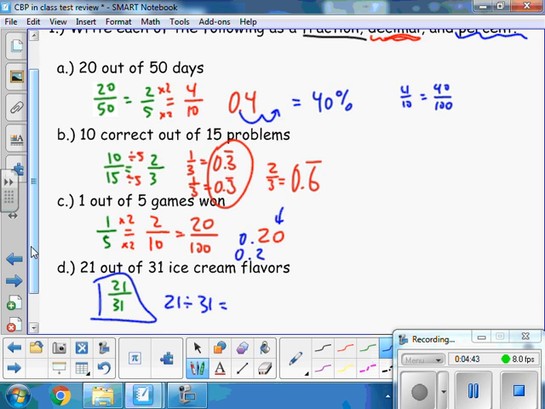Let's try this one. 66. Oh, this is a wild one. So if I move my decimal 2 places, I've got to keep in mind my 6 does keep going. So this is actually 66.6 repeating percent. Holy Moses, that's kind of funky.